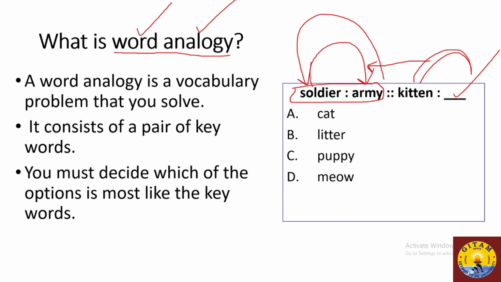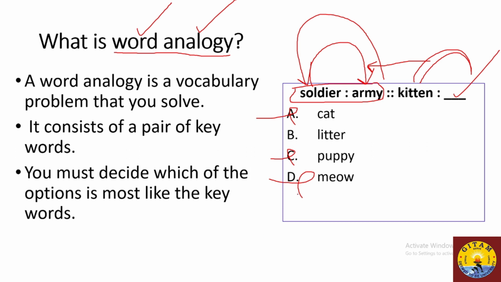A kitten is a part of, definitely not cat. A kitten is not a part of a cat. A kitten when it grows becomes a cat. So this logic doesn't fit with the logic that I gave you here. A soldier is a part of an army. Now, is a kitten a part of a puppy? No. Is a kitten part of a meow? No. Meow is the sound that a cat makes. A cat mews, right?